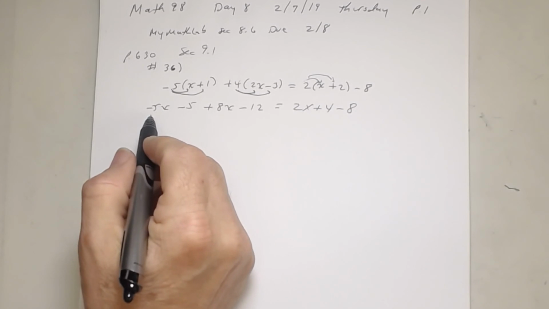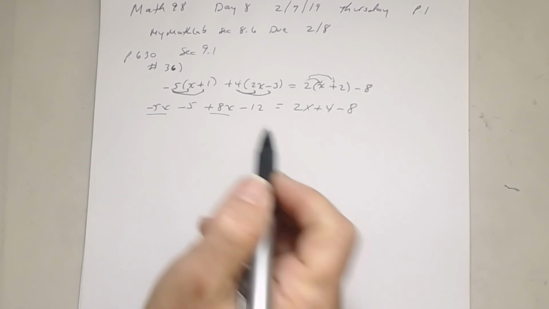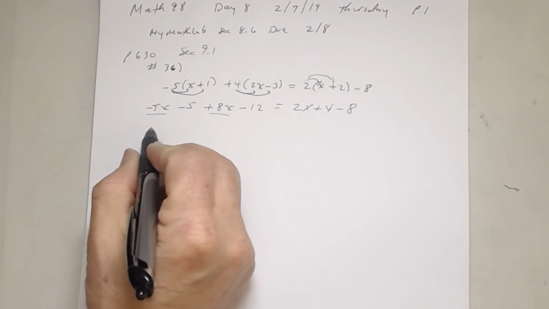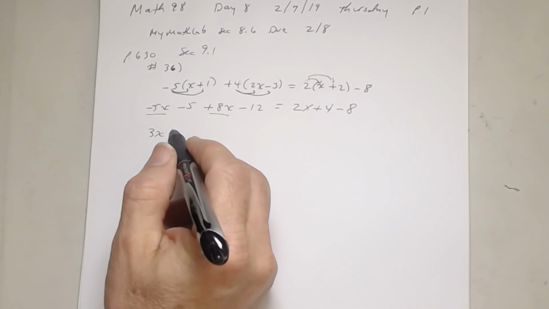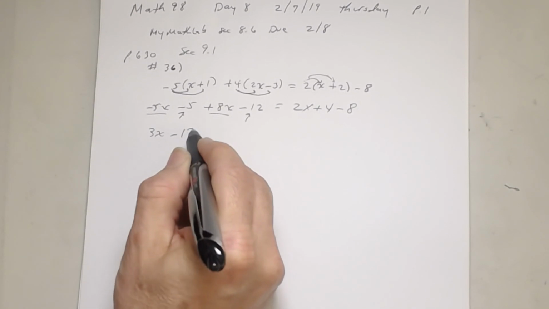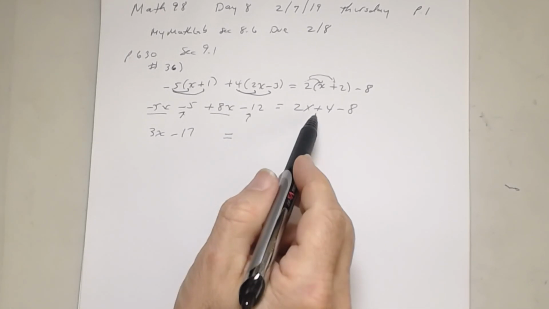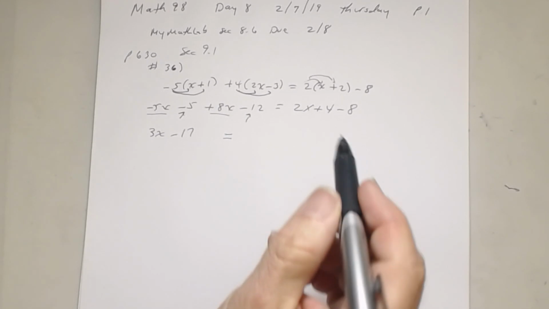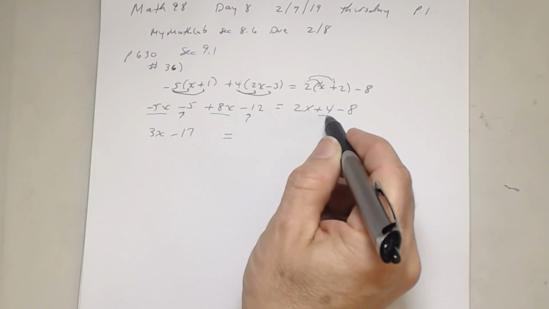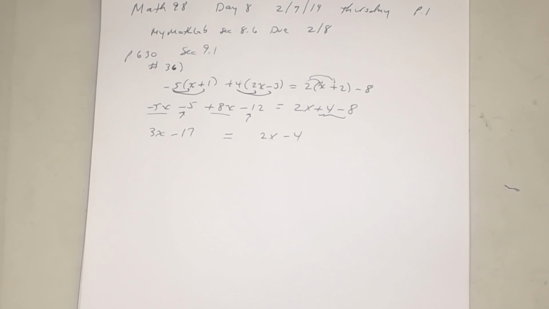On the left side, let's combine like terms. What 2 terms are alike here? Let's do the variables first. Negative 5x and a positive 8x. What's that? 3x. Now your constants. Negative 17, so 3x minus 17. Okay? Equal. Over here, what can I combine? The constants. Good. So that's 2x minus 4. So that's where we're at.